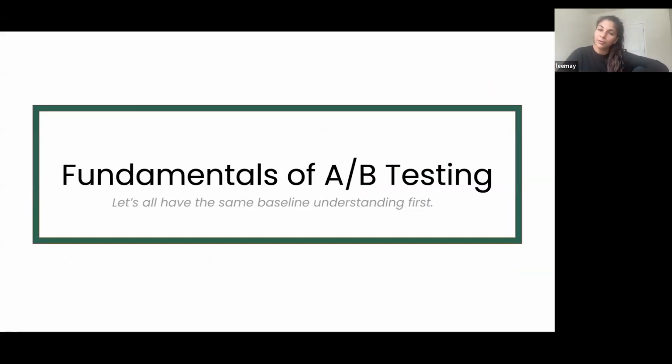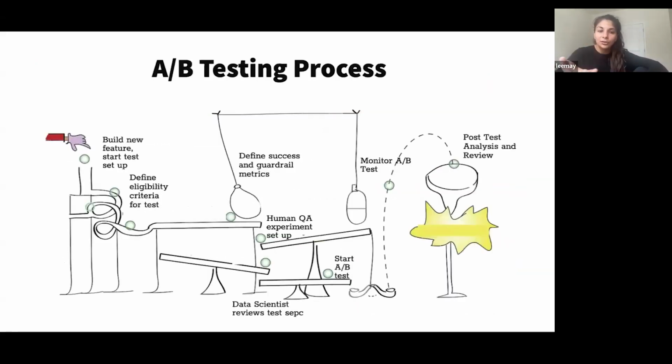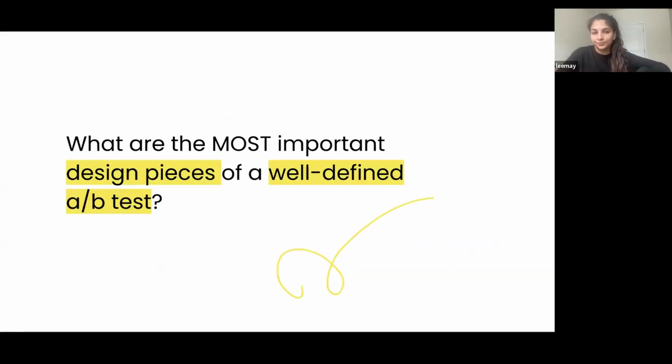All right, let's go into the fundamentals of A/B testing, just so we're all on the same playing field when we talk about A/B testing. So A/B testing is complex. There's a lot that goes into it. You have to define a new feature first, and then define the eligibility criteria. So what type of users are allocated to the experiment? Then you need your metrics, and then there's some level of human validation before you launch your test, because you want to make sure your test is configured correctly. And then you start your test.